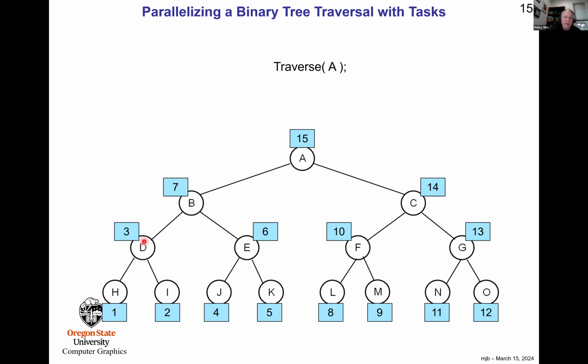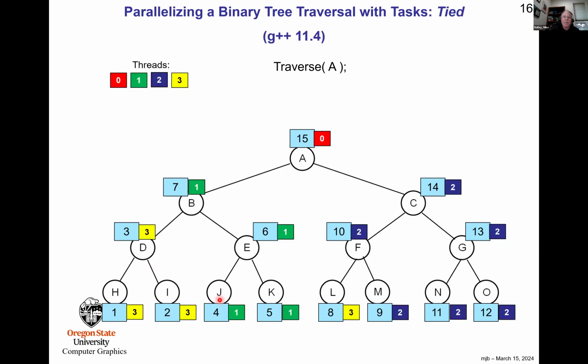Then we'll get this one. Then we'll come up here, but go down to here. So it's really a depth first kind of search. And what I was curious about is if I created 4 threads, how would it spread these 16 things to do onto 4 threads? Okay, using G++ 11.4, which is the default on Flip, here's what happened.